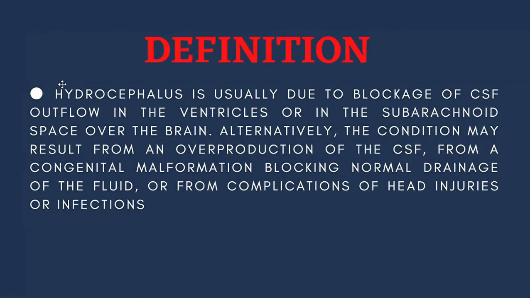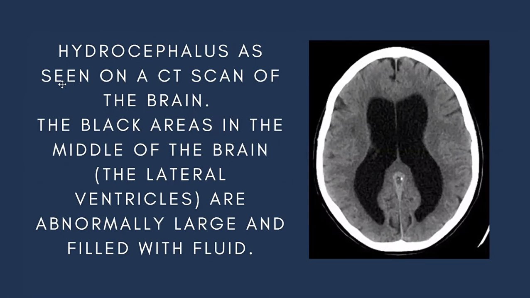Hydrocephalus is usually due to blockage of CSF outflow in the ventricles or in the subarachnoid space over the brain. Alternatively, the condition may result from an overproduction of the CSF, from a congenital malformation blocking normal drainage of the fluid, or from complications of head injuries or infections. Hydrocephalus as seen on a CT scan of the brain. The black areas in the middle of the brain, or the lateral ventricles, are abnormally large and filled with fluid.